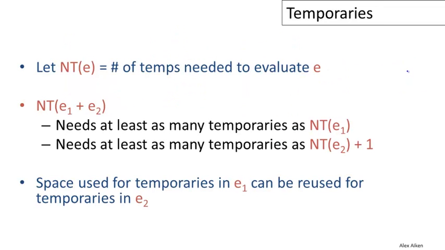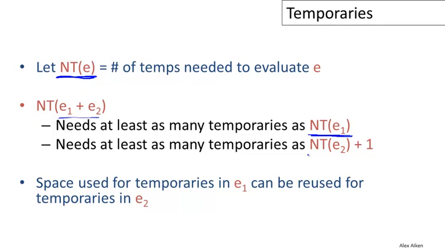So in general, we can define a function, nt of e, that computes the number of temporaries needed to evaluate e. And let's just talk about one example. Let's look at the number of temporaries needed to evaluate E1 plus E2. So that's going to need at least as many temporaries as E1. Okay, so if we need some number of temporaries k to evaluate E1, we'll have to have at least k temporaries to evaluate the whole expression.